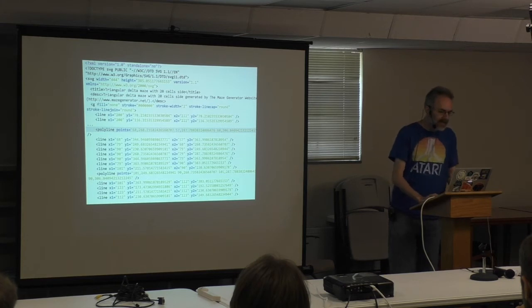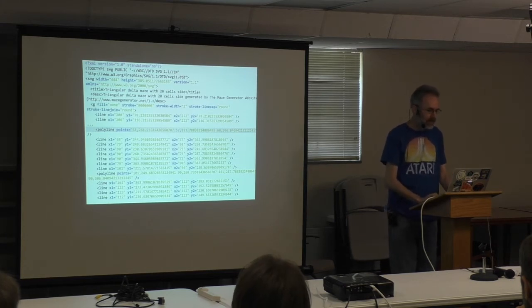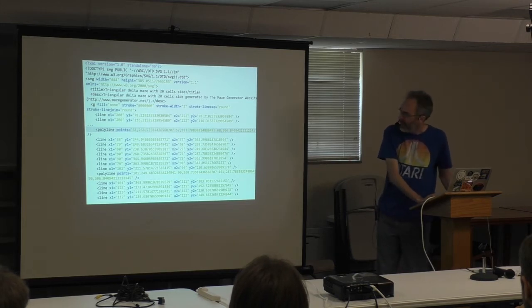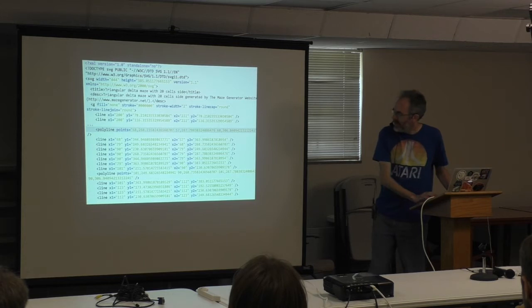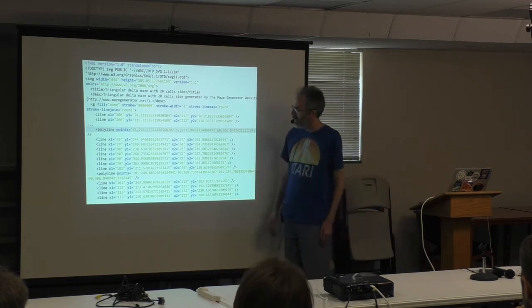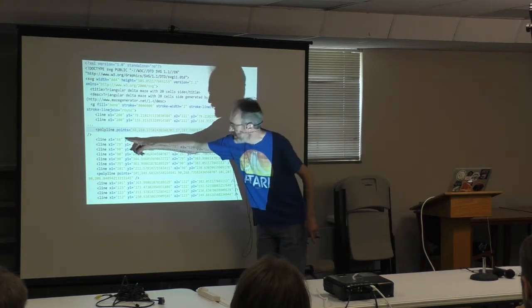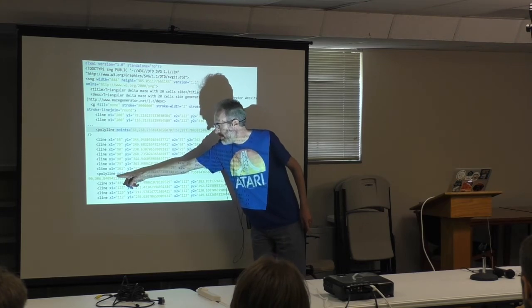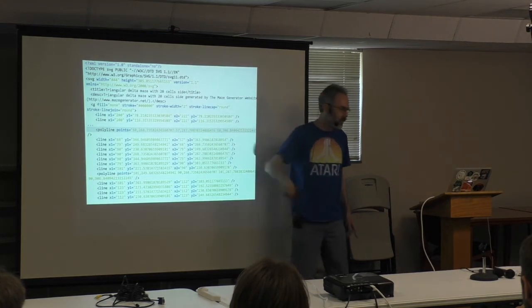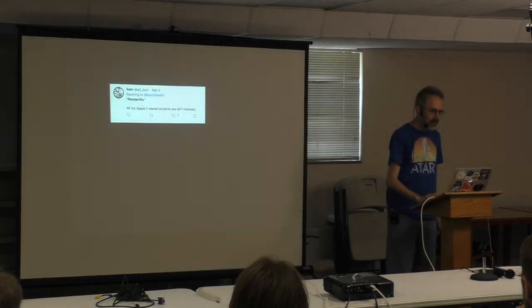Let's see. Here is an SVG file. This is a maze. This is a triangular maze that I downloaded from a website that generates mazes. So you can see, I don't know how much into it we need to get, but basically you need to draw lines, and then there's polylines, which is basically a line that connects to another line. And that's how they did the maze.